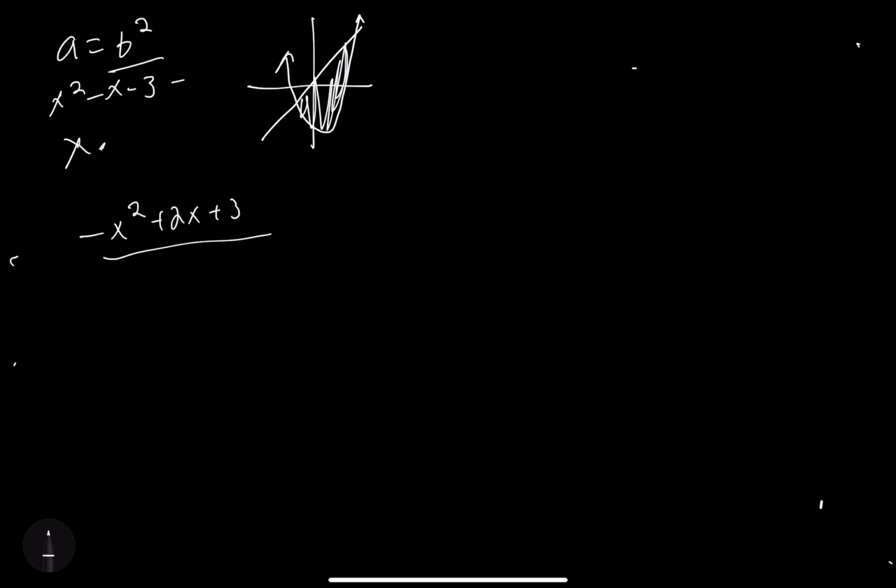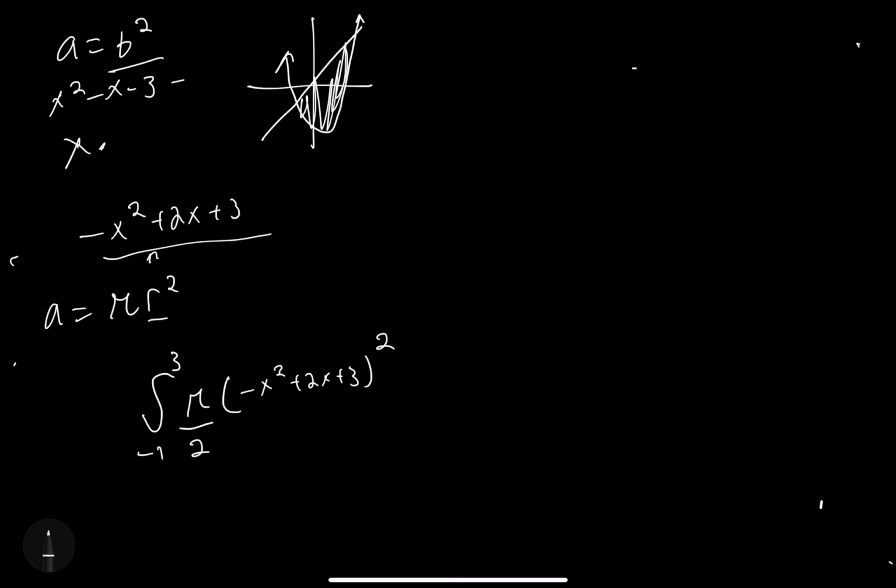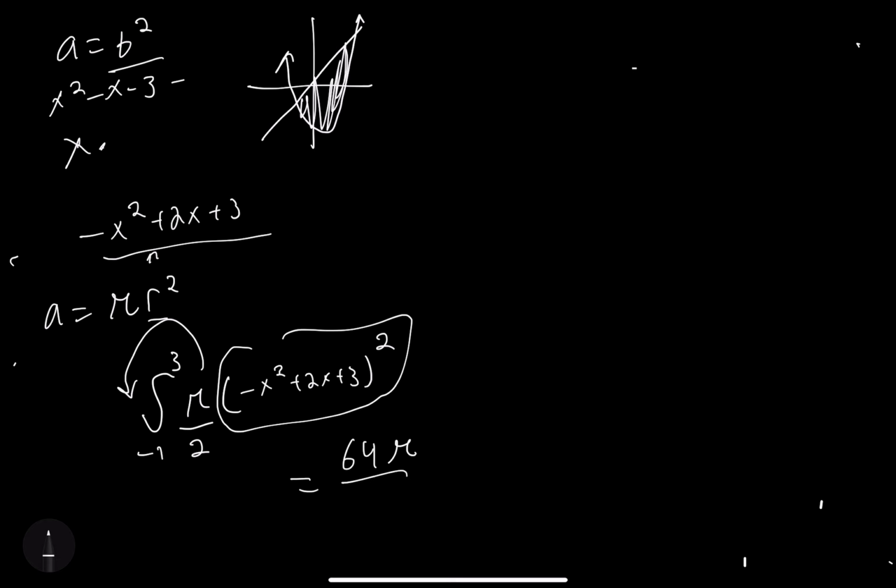So now if we wanted to do a semicircle, we know the area of a circle is pi r squared. Our radius is going to be equal to that. So we'll take the integral from -1 to 3 of pi times the radius, which is (-x squared plus 2x plus 3) squared, divided by 2 because it's a half circle or semicircle. We can pull this out, and then we're left with just the integral of this, which if you plug into your calculator will equal 64 pi over 15.